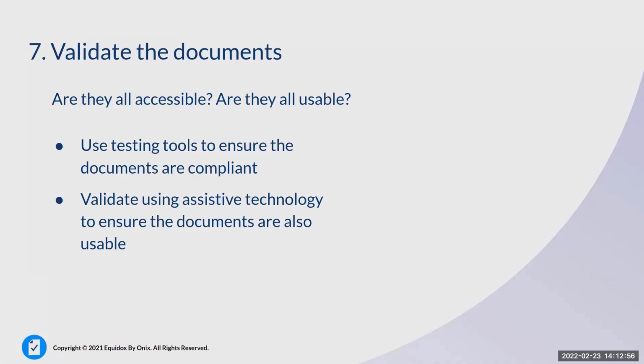So we always encourage you to use assistive technology to really replicate how an end user is going to be interacting with that document, to make sure that everything is navigating as you would expect, to confirm that the reading order has been appropriately set, to make sure that links are taking the user to the correct destination. All of these different elements, you really need to use assistive technology to properly check and validate.